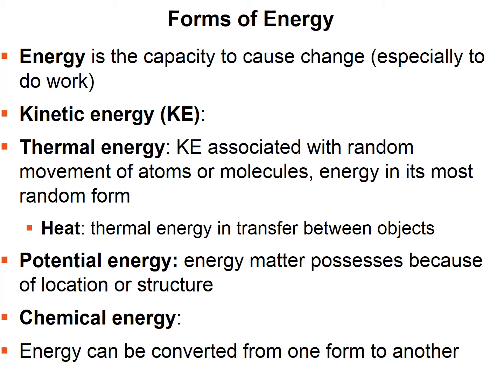Potential energy is the energy matter possesses because of location or structure, what we typically think of as stored energy. Chemical energy is energy available for release in a chemical reaction. It's a form of potential energy. So for example, glucose, which can be broken down, has high chemical energy. Energy is able to be converted from one form to another.